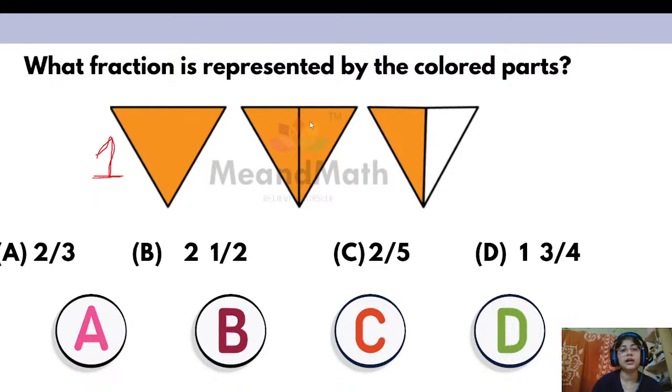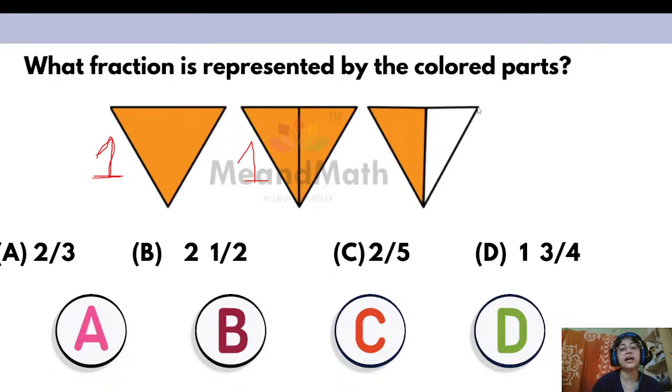Now, when we go to the next triangle, even though it is showing that it has been divided into two parts, both the parts are colored, right? That means for this triangle also, the whole of the triangle is colored. So 2 out of 2, which is whole. So for this also we can write 1, right? So the first triangle is colored whole, the second triangle also is colored whole. So we have 1 and 1.